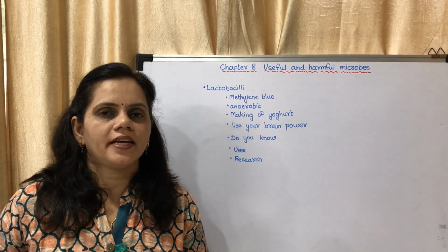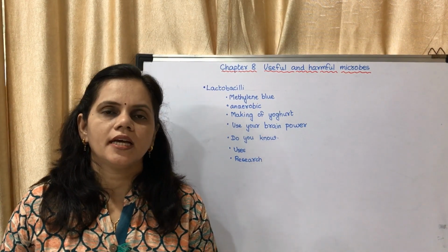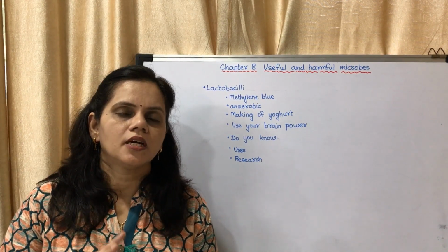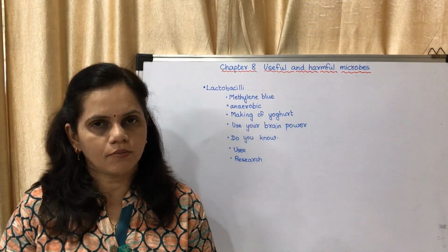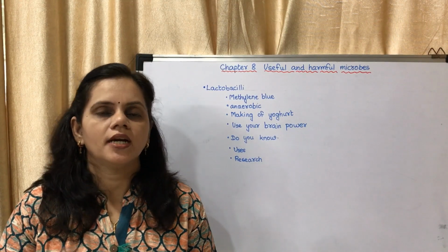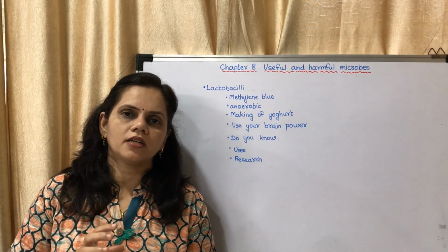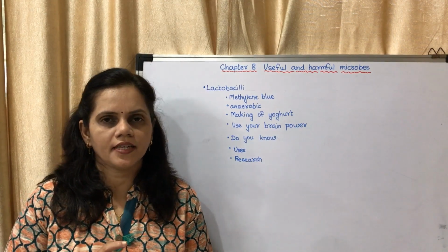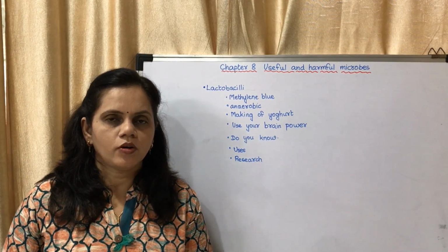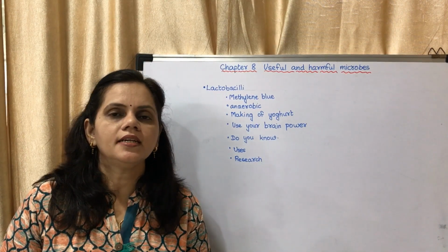Now the first microorganism which we have to study under useful microorganisms. In this chapter there are two topics, useful microorganisms and harmful microorganisms. First we will see useful microorganisms, then we will see harmful microorganisms. Under useful microorganisms, the first one which we are having is Lactobacilli. Okay, Lactobacilli is present in milk, it is present in curd.